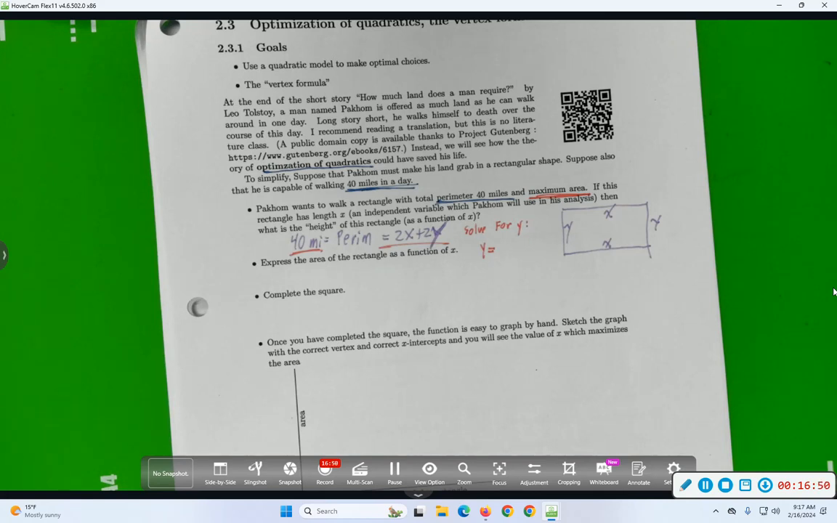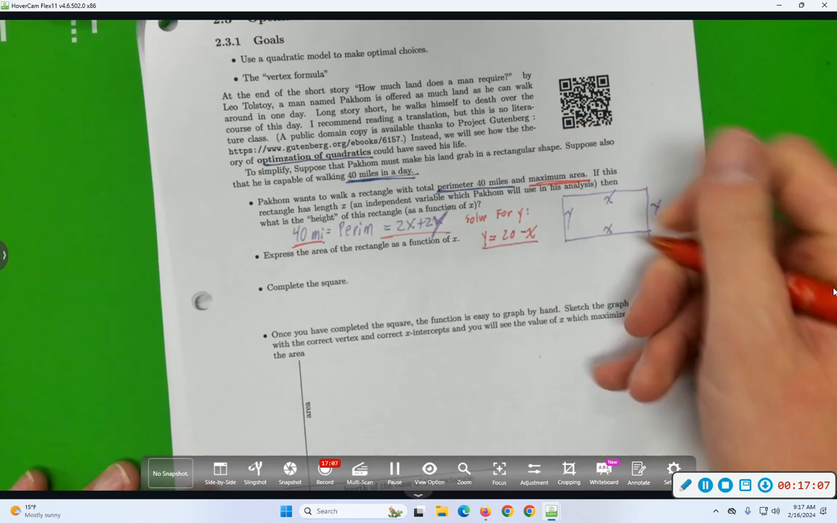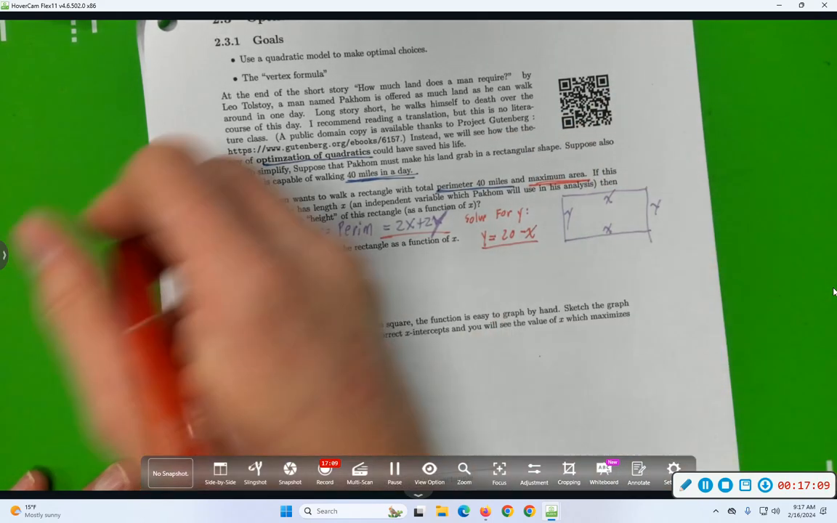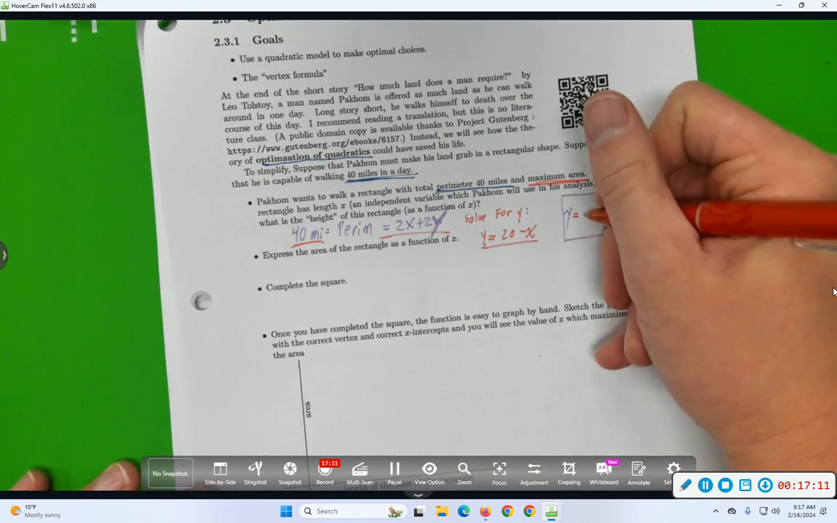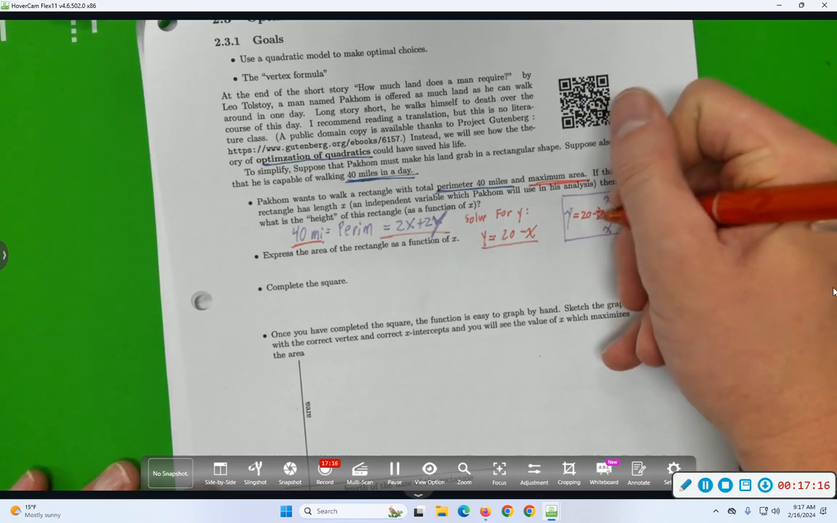So, what is y? We got 20 minus x. 20 minus x. Do I hear a second? Do I hear a call to go through the algebra? Cool. Awesome. So, that means that Pacom only needs to choose x. Once he does, the choice for y will have to be 20 minus x.